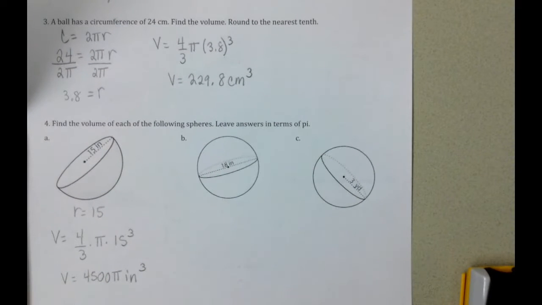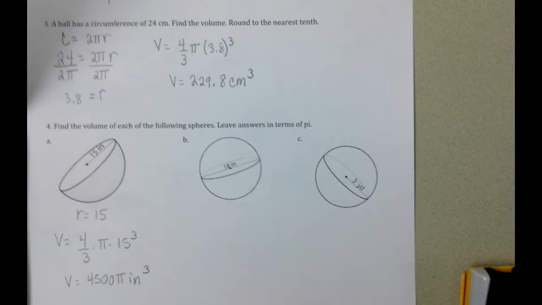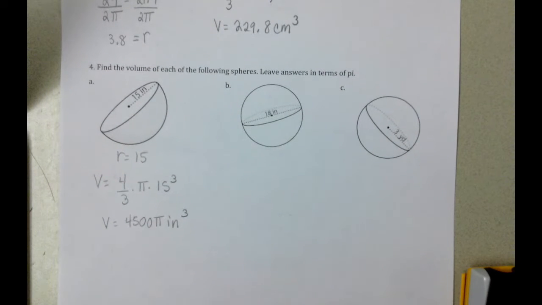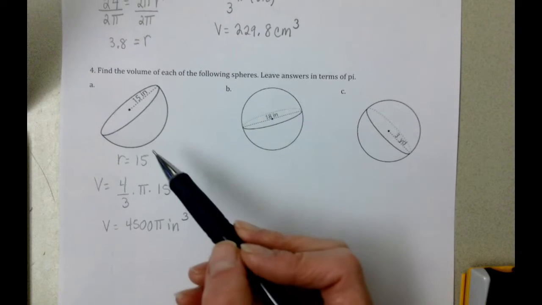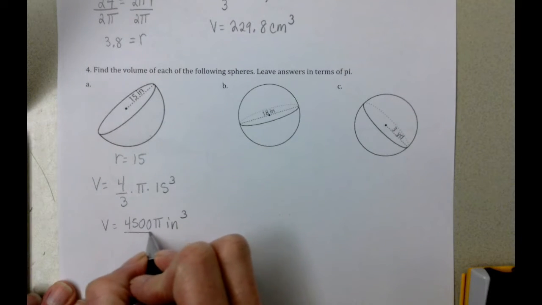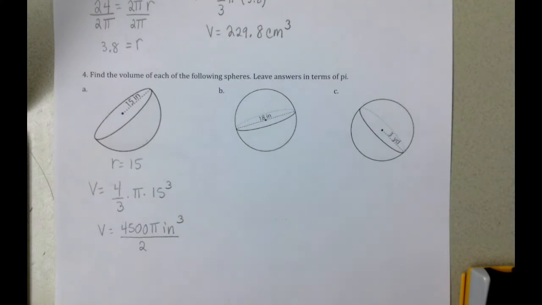In contrast here on letter B, we do have the diameter on this particular problem. And before I finish here, I need to go back to letter A because this is the value of the entire sphere, but notice that we only have half a sphere. So I need to do one more thing, which is to divide this by 2.